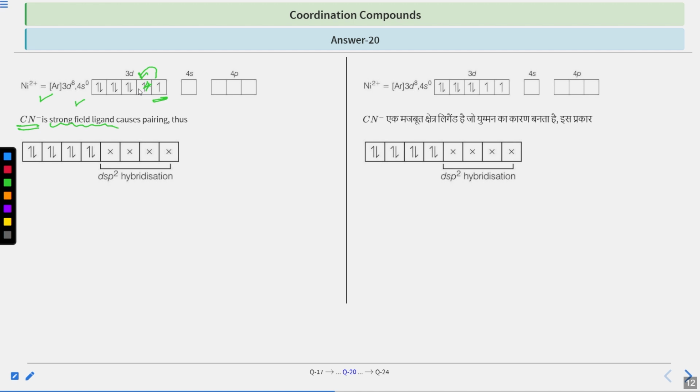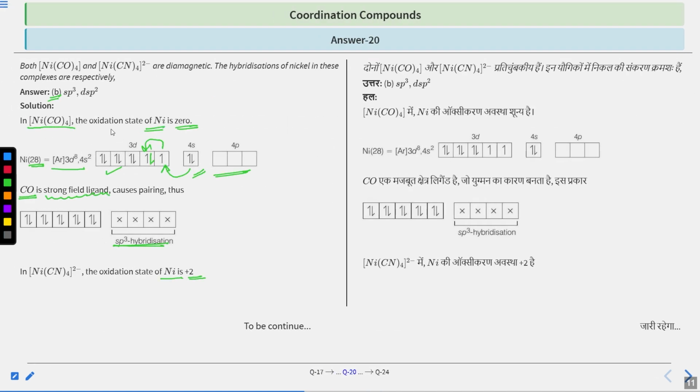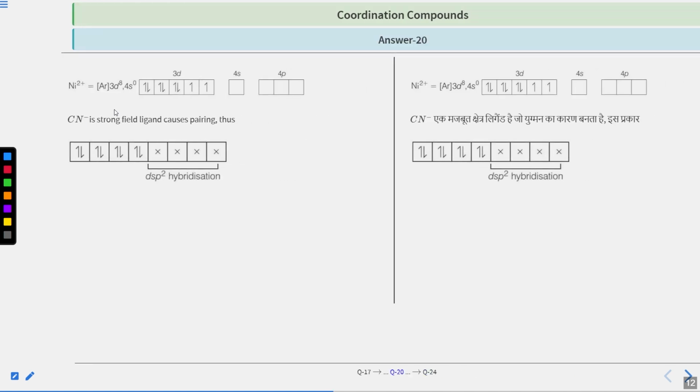So this will go here. This will go here and become this. And this will become empty. So dsp2. So it will show dsp2 hybridization. Okay. So what we have to do is find out the nickel hybridization in both the complexes. So in the second complex, it is showing dsp2 hybridization. In this first complex, it is showing sp3 hybridization. Thus, option B is the correct answer. That is sp3, dsp2. Now let's move on to the next question.